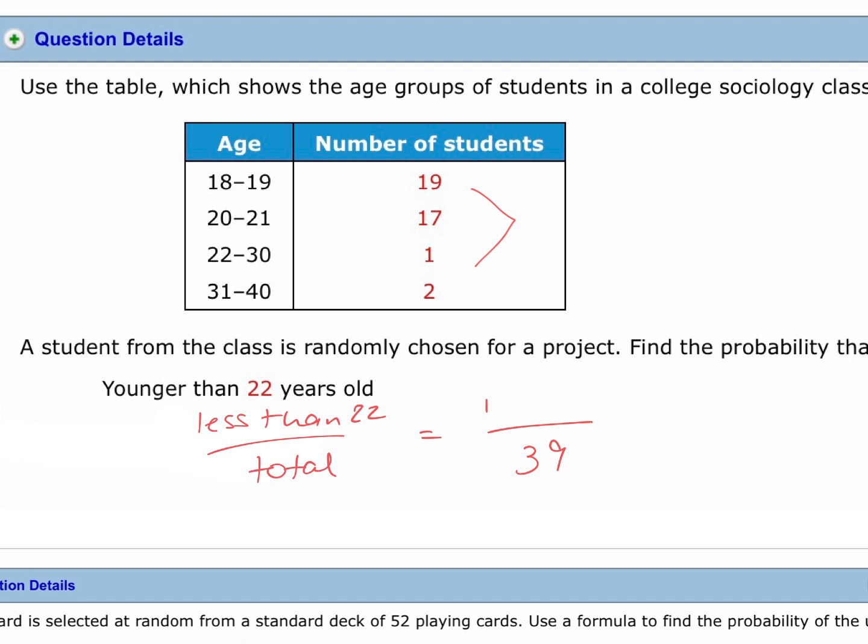Well, 18 to 19 is 19, plus 20 to 21 is 17. What's 19 plus 17? 36 out of 39. Will that divide? Yep, 12 out of 13. Which should make sense, guys, if you look at that. The majority of the students in this chart are younger than 22.